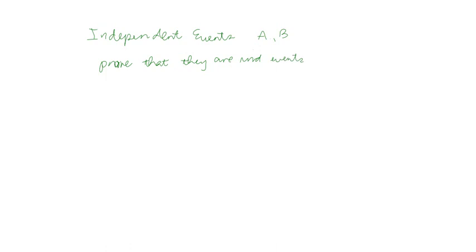Okay, that's one thing. Or you have to identify whether they are independent or not. And another thing is, it's already given that they are independent. So, given that they are independent, the questions could be find the probability of A, find the probability of B, or what could be the intersection of A and B.